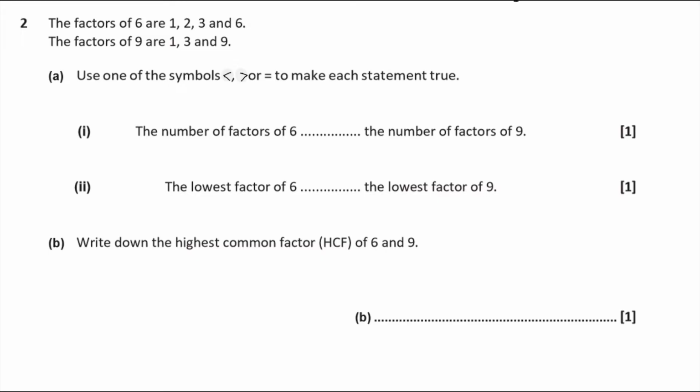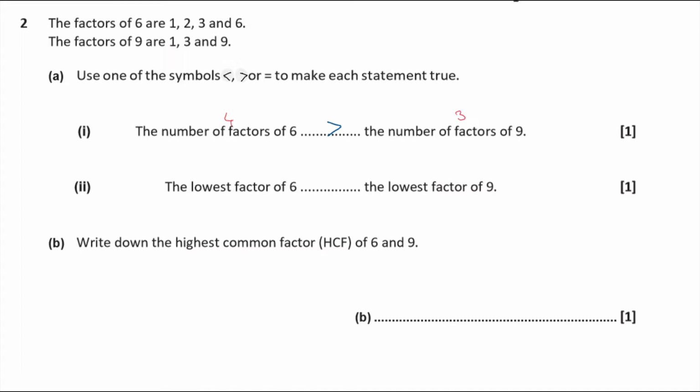Part 1 says the number of factors of 6 is greater than, equal to or less than the number of factors of 9? Well, the number of factors of 6, there are 4 of those, aren't there? And the number of factors of 9, there were 3 of those. So 4 is bigger than 3, so I'm going that way around.